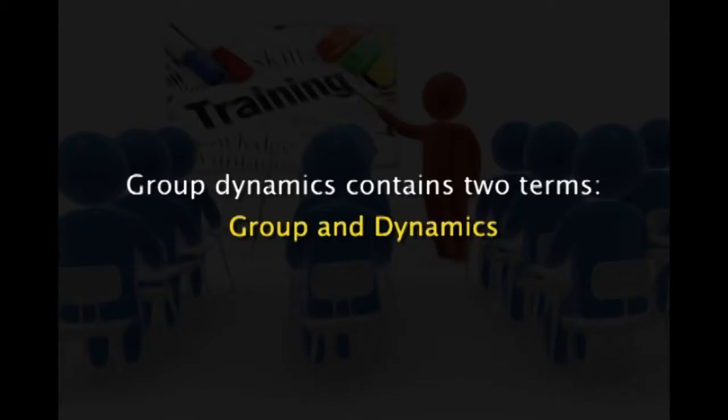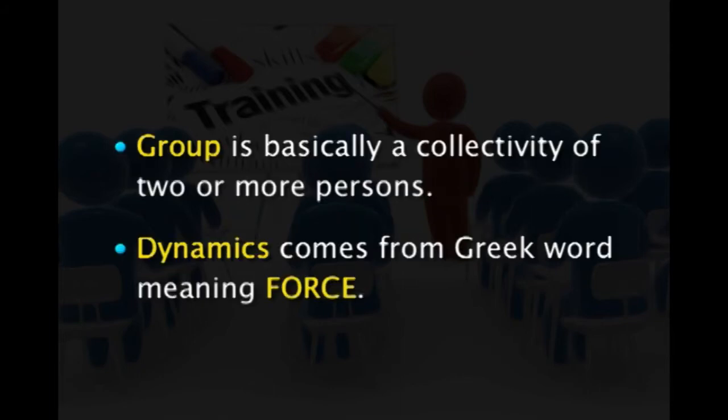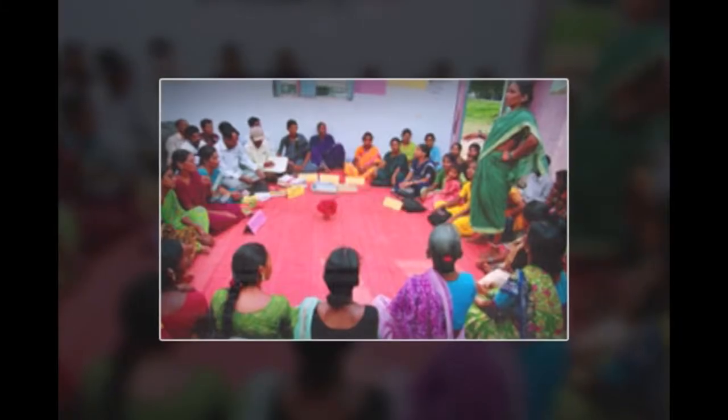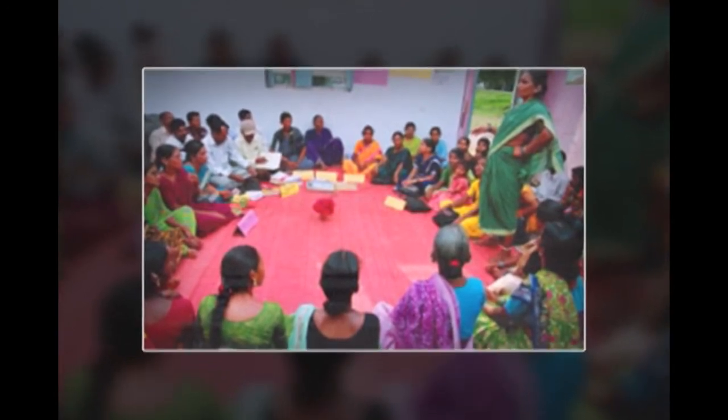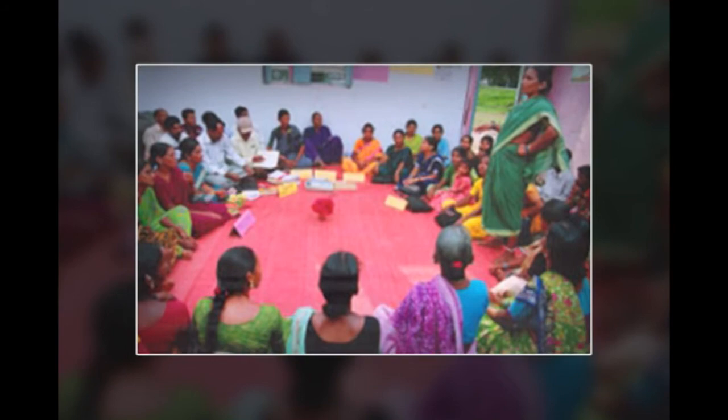Group dynamics contains two terms, group and dynamics. Group is basically a collectivity of two or more persons. Dynamics comes from the Greek word meaning force. Group dynamics is therefore concerned with the interactions and forces among group members in a social situation. It is the way in which members of a group interact with one another and the effect of the group as a whole on its members.